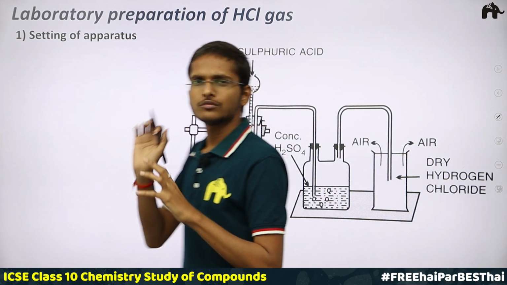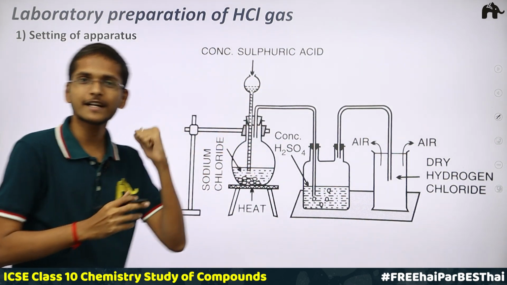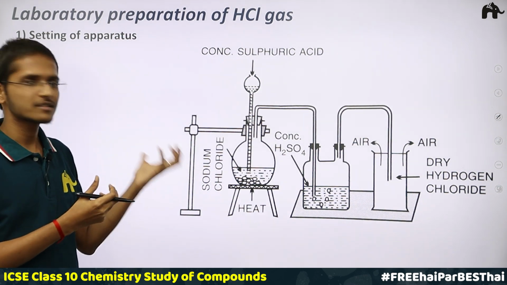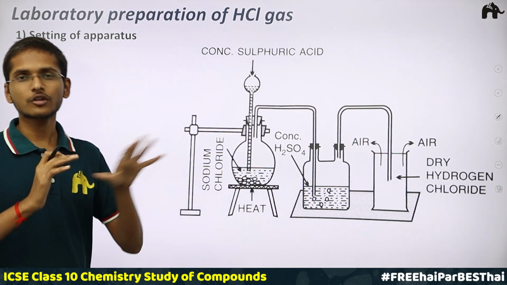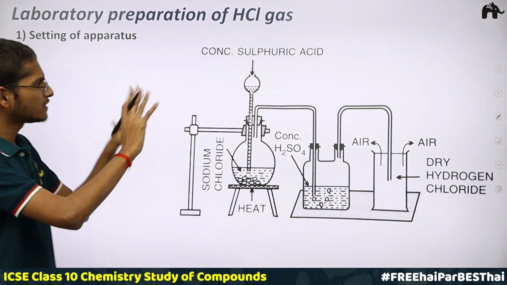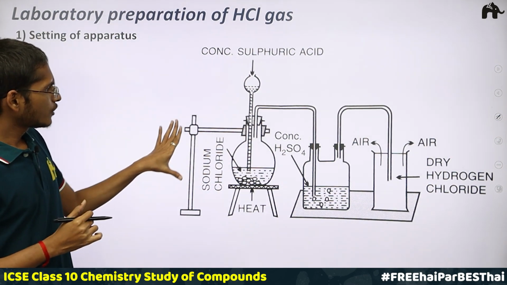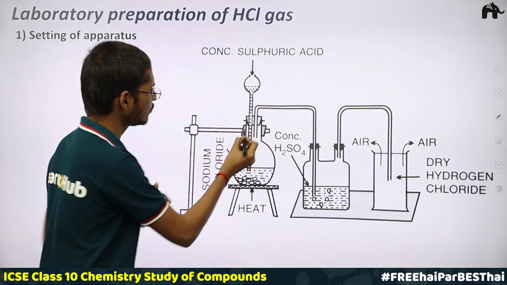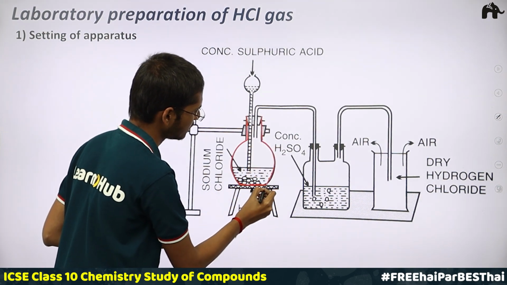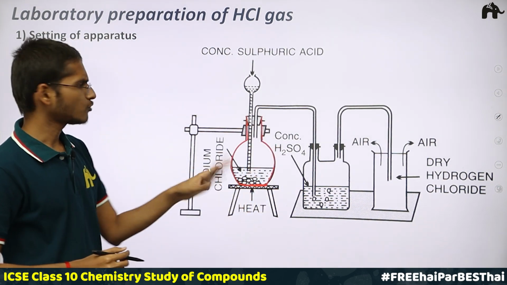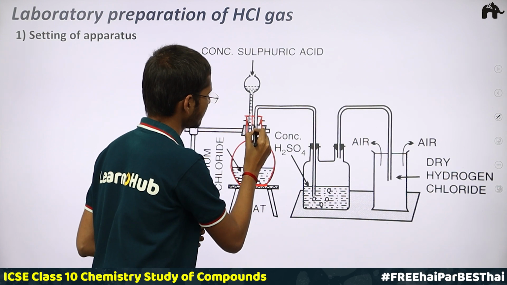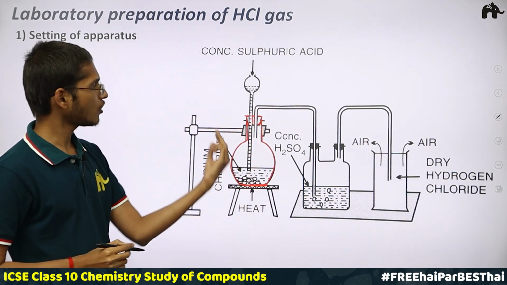So what we are going to do in this setting of apparatus is you have to understand which instruments, which glass apparatus, we are going to use for a particular experiment. It's very simple. From the diagram itself we can tell. I have just taken this diagram from your book itself. So we are going to take a stand, and then we are going to take a round bottom flask. You can see here, this is the round bottom flask, or you can just take a flat bottom flask. Now here it is a flat bottom one. So you can take a round bottom one also, and then you can see here there is a rubber cork fitted at the top of this flask, and this cork is having two holes.